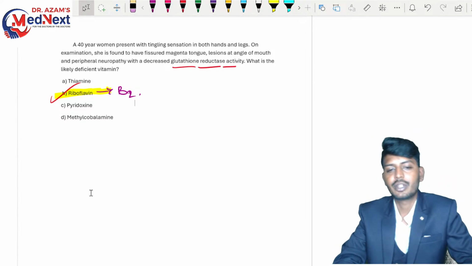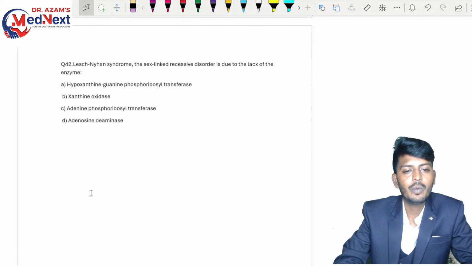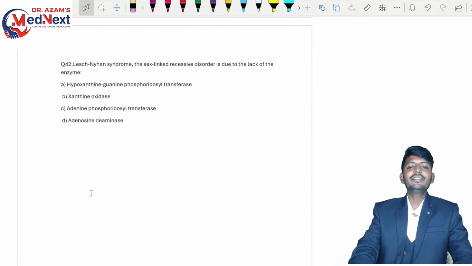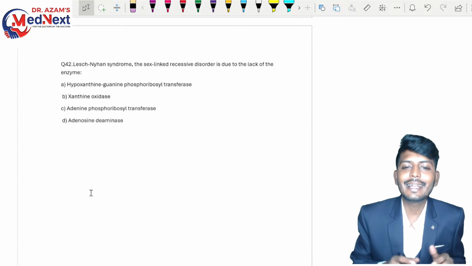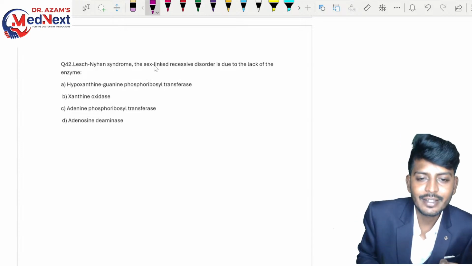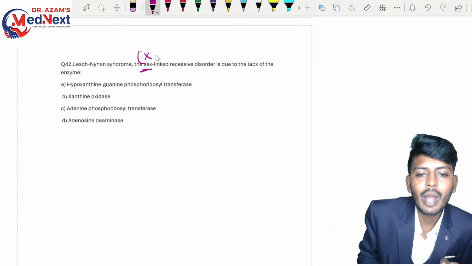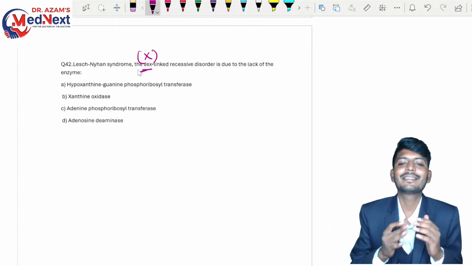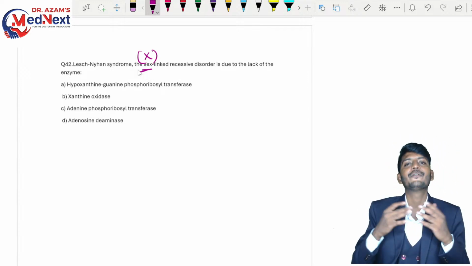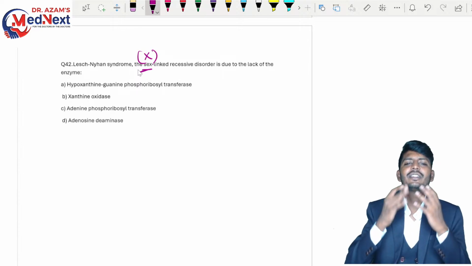That is the 40th question. Okay children, let's move ahead. Lesch-Nyhan syndrome, a sex-linked recessive disorder. It is basically linked to the sex chromosome, due to an X chromosome linked disease. X-linked recessive disorder is due to lack of which enzyme? Let's see the question, Lesch-Nyhan syndrome.